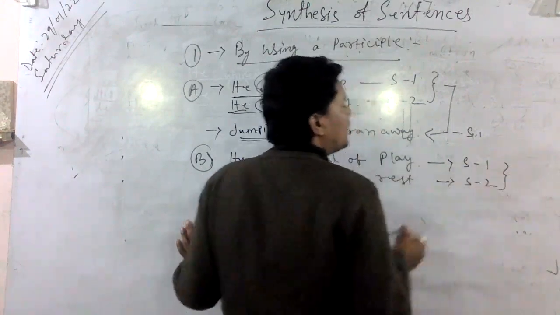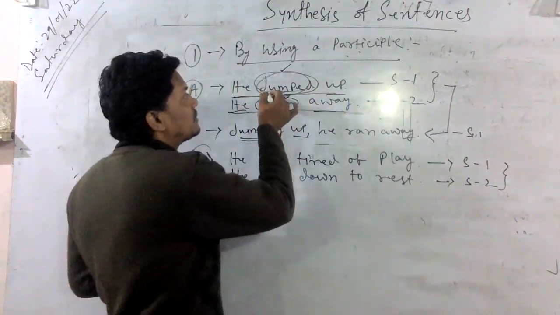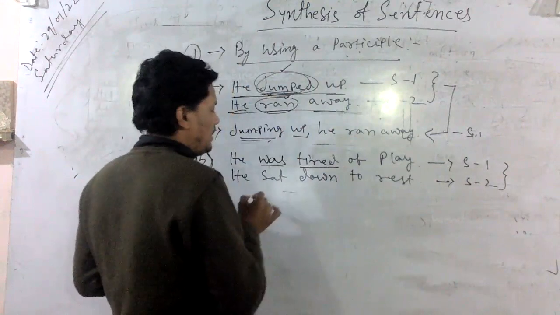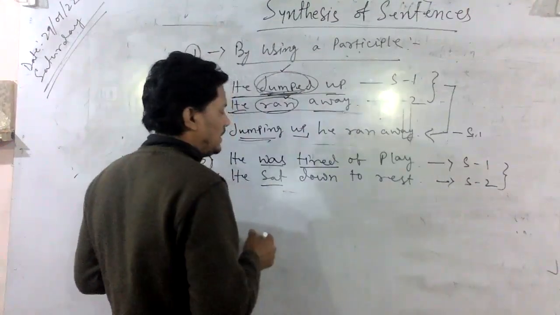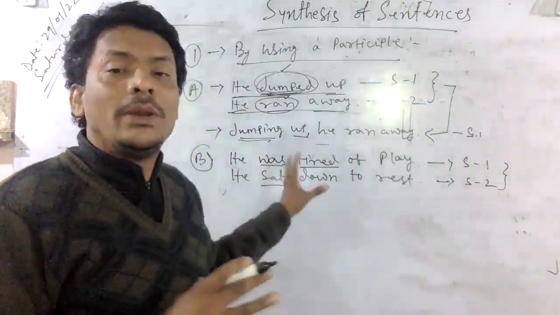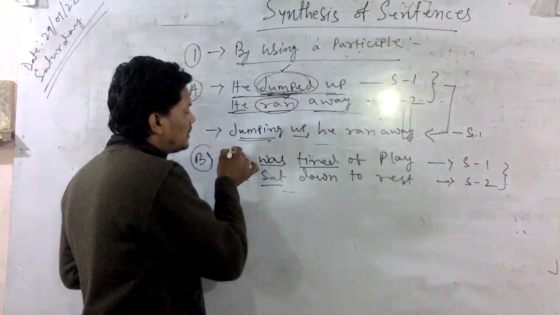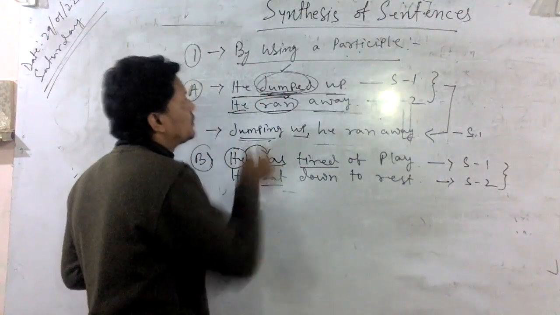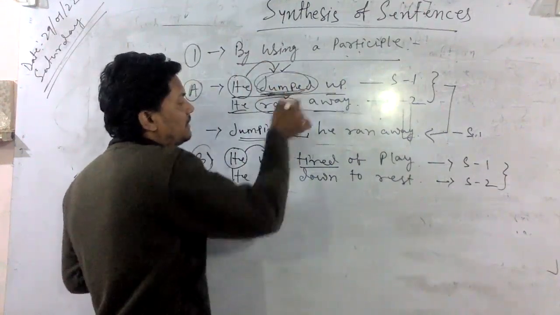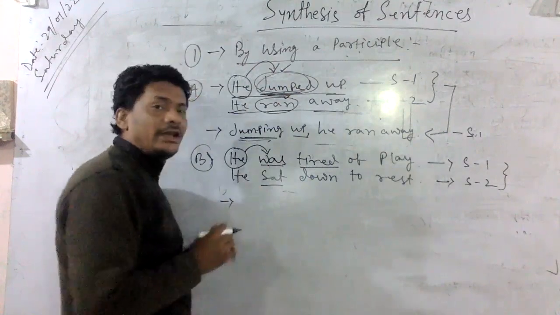Right. Once you merge these two sentences, how can you make it? Look into it. This one is simple past, jumped up. But this one is was tired, and this one is sat down to rest. In that case, what are you supposed to do so that it is appropriate synthesis? Here this is the subject and this is the first verb. Here jumped is turning into jumping. Now was will be turning into what?